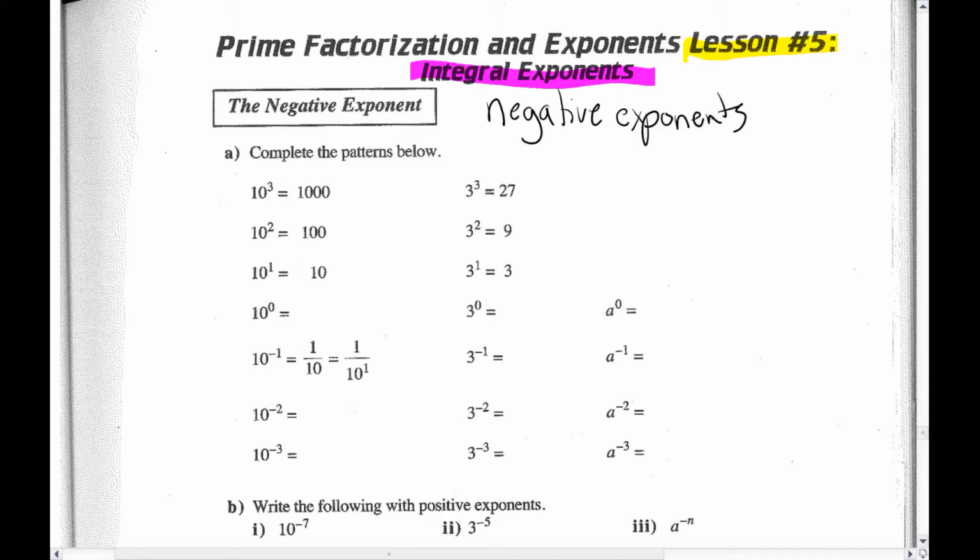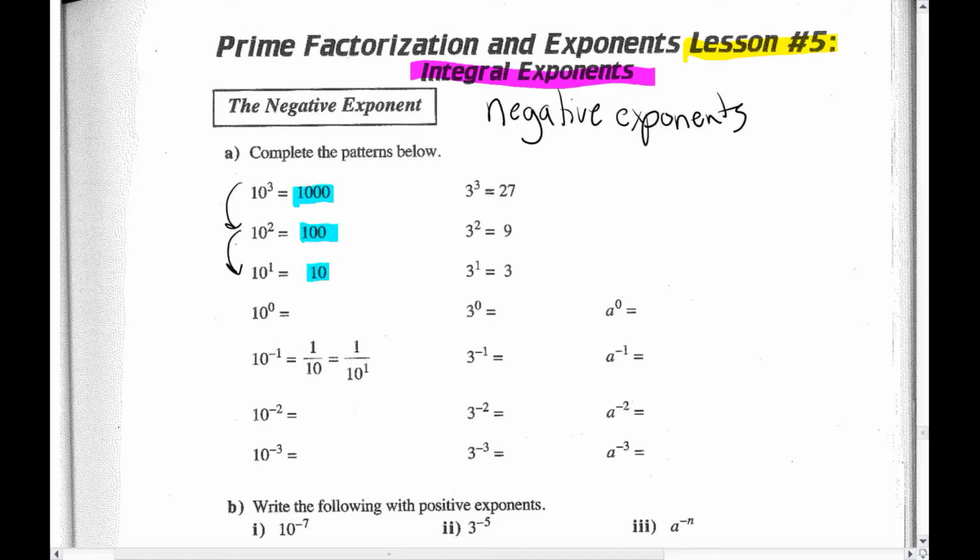The lesson starts off with a couple of patterns, and we're going to use those to explore what happens when an exponent becomes negative. On the left side here, we have 10 to the power of 3, which is equal to 1,000. Then 10 to the power of 2 is 100, and 10 to the power of 1 is 10. As we move down the column, the exponent goes down by 1 each time.